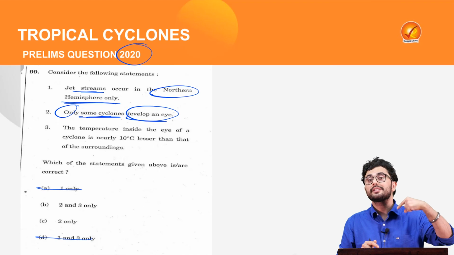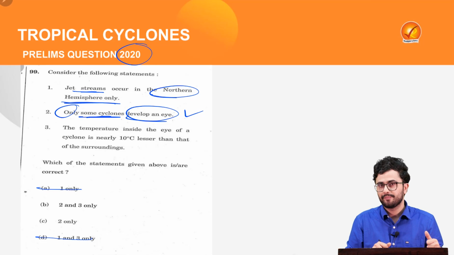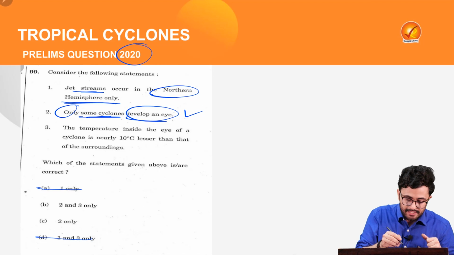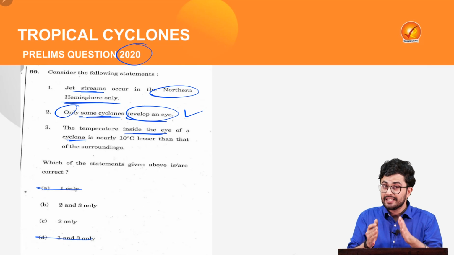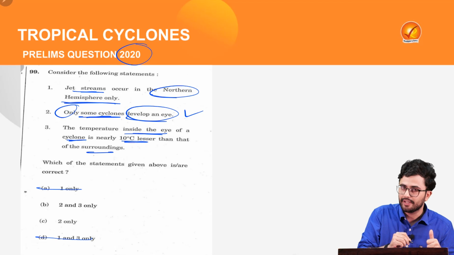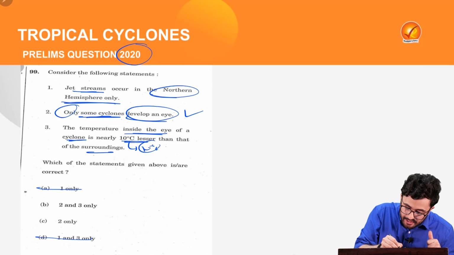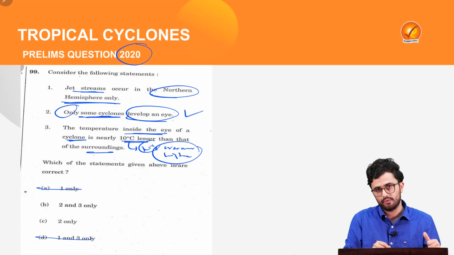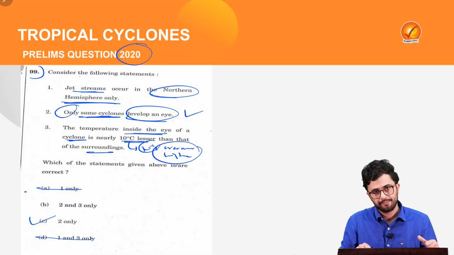Thus, not all cyclones form an eye. Thus, this statement is correct. The third statement says that the temperature inside the eye of a cyclone is nearly 10 degrees Celsius lesser than the surrounding. But as we have already read, it is actually 10 degrees Celsius warmer or higher than the surrounding. Thus, only two statements are correct.